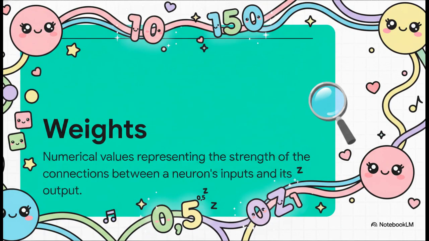So how does it know which inputs matter and which ones don't? That right there is where weights come in. A weight is literally just a number that tells the neuron how important a connection is. If you have a high weight, the neuron pays a lot of attention to that input. A low weight, it pretty much ignores it. And the entire learning process we're going to talk about, it's really just the network's journey to find the absolute perfect set of weights for whatever job it's trying to do.